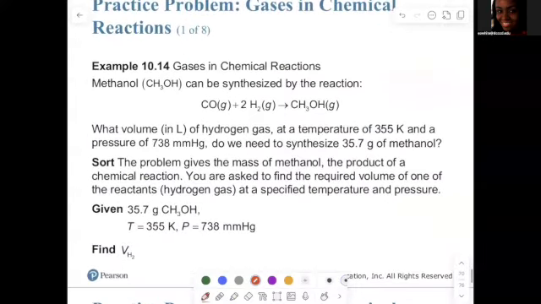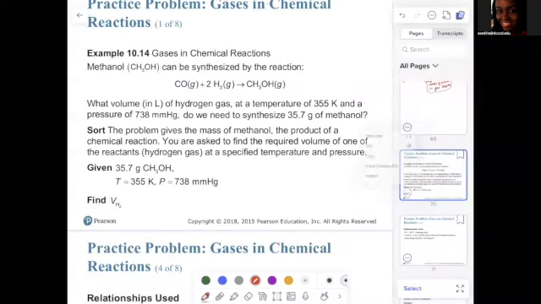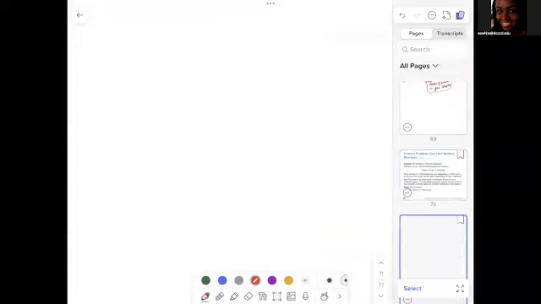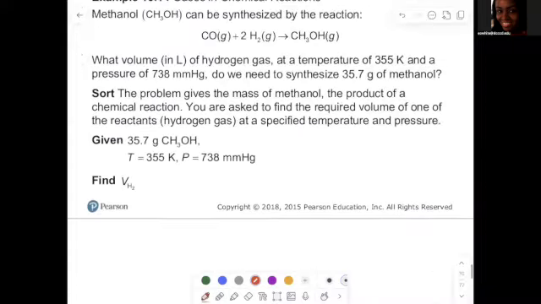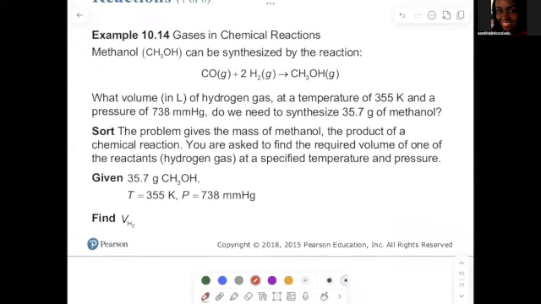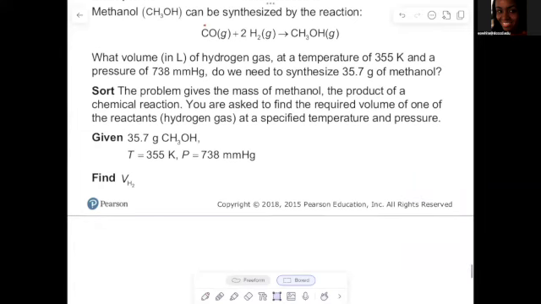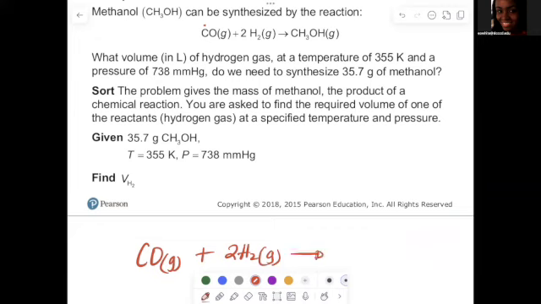Okay, so in this problem here, let's see how the problem plays out. Add a page. Okay, so I'm going to go ahead and copy the equation because we're doing stoichiometry. So I'm going to copy the equation so I know what's what. Now I'll just write it down. Okay, so we have CO gas, 2H2 gas to give us CH3OH gas.